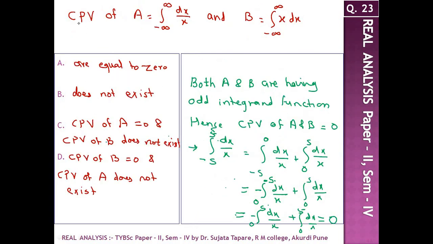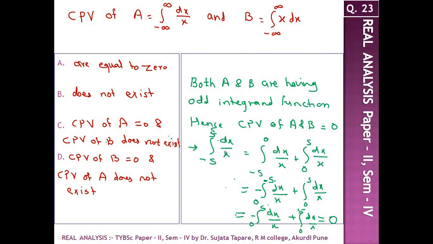Next one, CPV of A is equal to integration minus infinity to infinity dx upon x and B is equal to integration minus infinity to infinity x dx. Options: CPV of A equal to 0 and CPV of B does not exist; or CPV of B equal to 0 and CPV of A does not exist. Here both A and B have functions in the integral, 1 upon x and x, that are odd functions. So when functions are odd, obviously CPV is equal to 0.